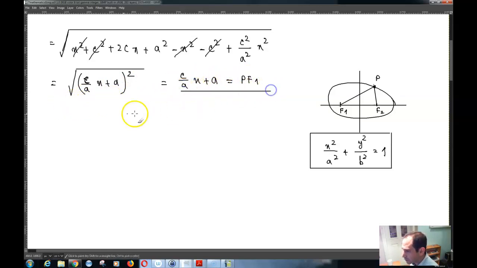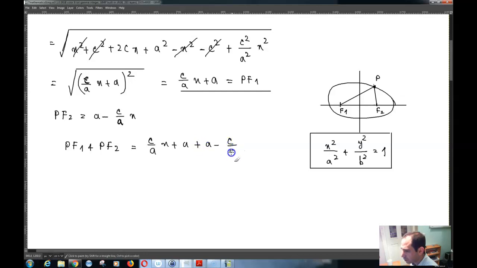Now, as it turns out, if you go through the same process for PF2, PF2 is going to be equal to A minus C divided by A times X. Now, if I added these two, PF1 plus PF2, and write this as C divided by A times X plus A minus C divided by A times X, you see these two will cancel out, and you'll end up with 2A.